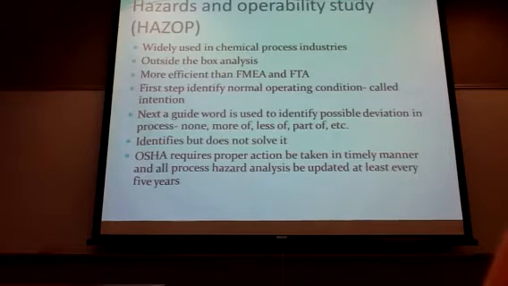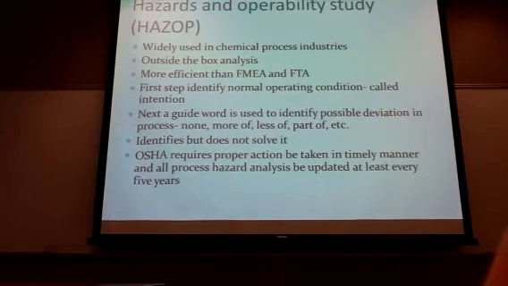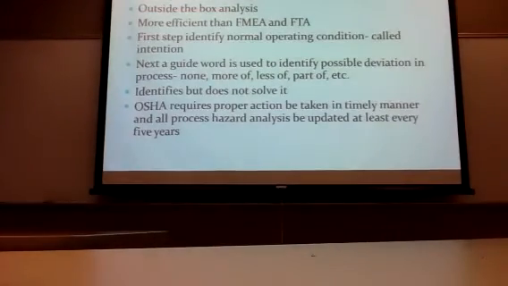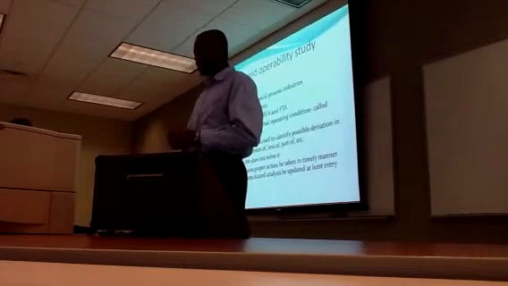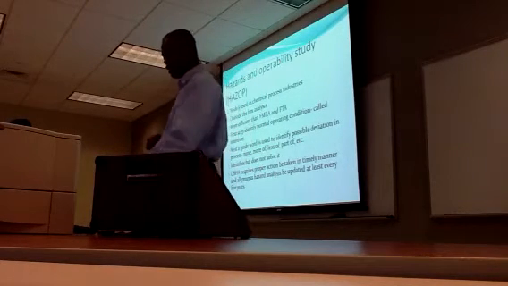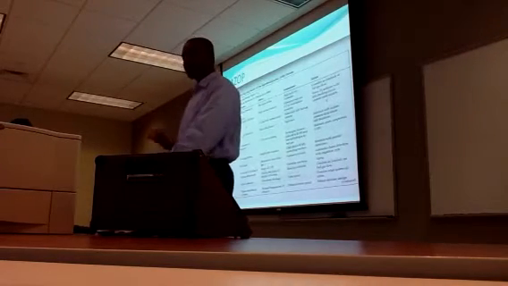The first step of this HAZOP is to try to identify the intentions of the process. For instance, identifying that the main intention of an ethane cracking process is to produce ethylene. And then the next are guide words or possibilities, things that are being used in order to be able to understand the consequences of some of the outcomes. For instance, words like no, none, or something like that.